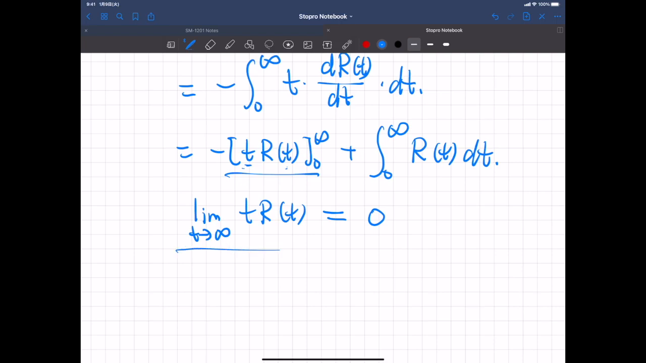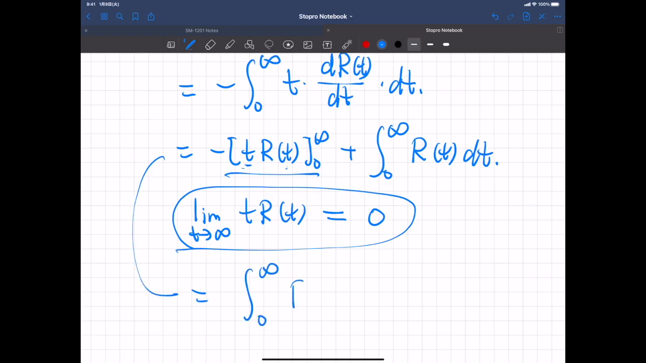And how can we assume that? Okay, but anyway, if we can assume this, then the final result is very simple. It's just an integral of the reliability function. So that should give us the mean time to failure.